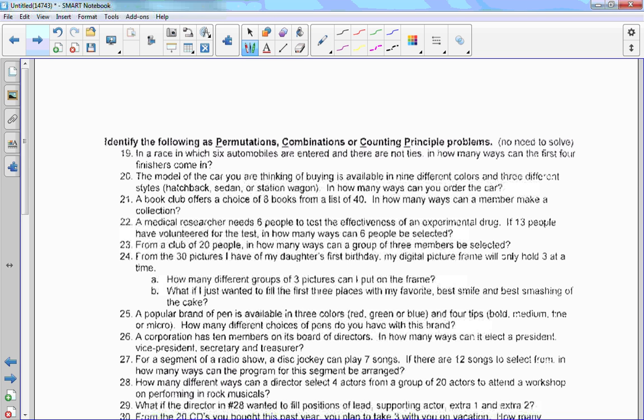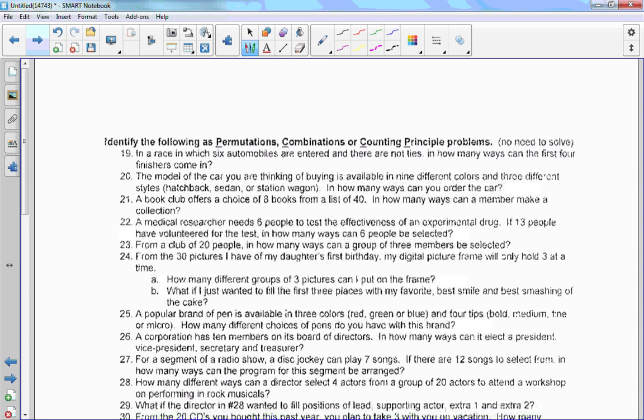Okay, so the model of the car you're thinking of buying is available in 9 different colors and 3 different styles: hatchback, sedan, or station wagon. Wow, that's old, station wagon. In how many ways can you order the car? Good. Yeah, it's the tree diagram. First you choose your color, then you choose your car style, because it's a tree diagram. So by number 20, all you have to do is write CP for counting principle.